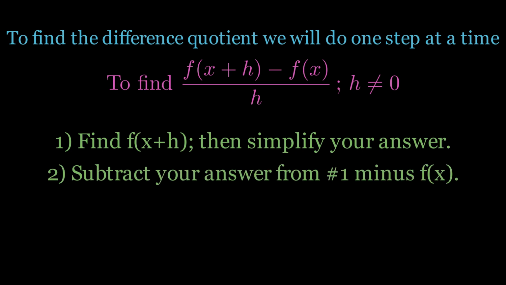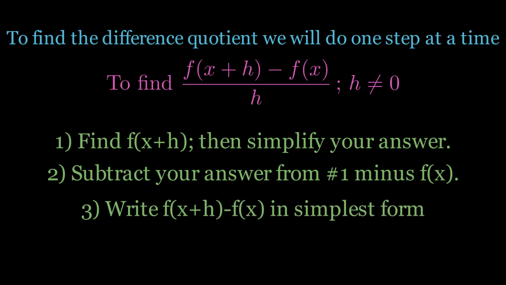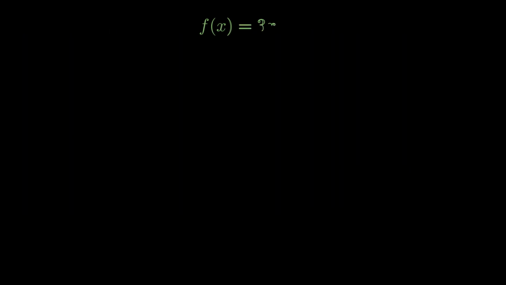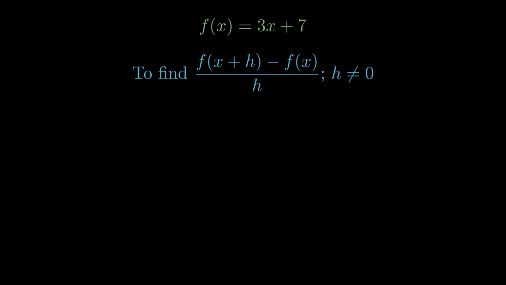Second step we subtract what we have now from previous step minus the original function f of x. We simplify the difference by combining like terms. Next and last step is to divide the difference in simplest form by h. Here is the original function f of x equal to 3x plus 7, and here is the difference quotient formula we need to apply.